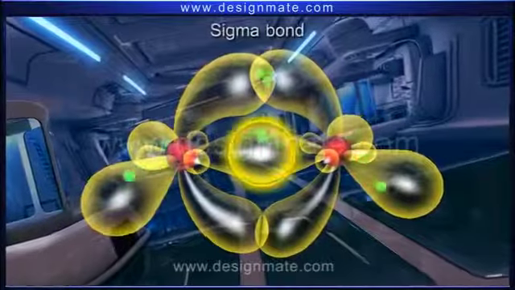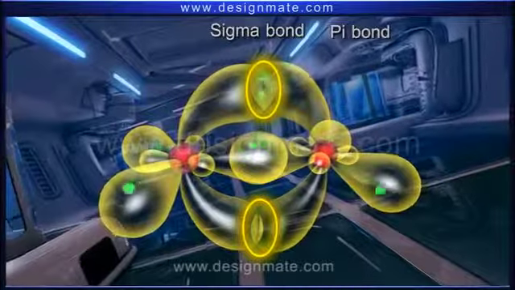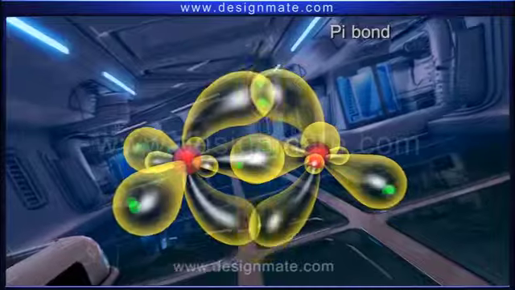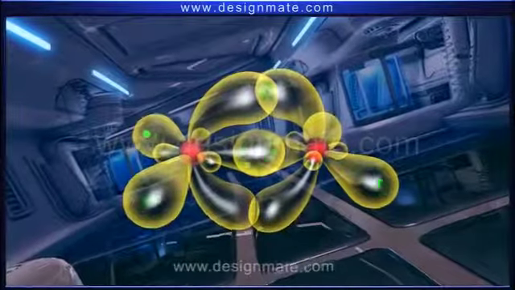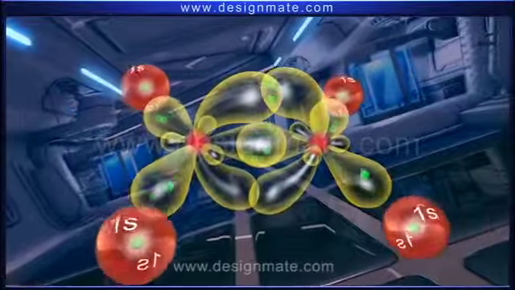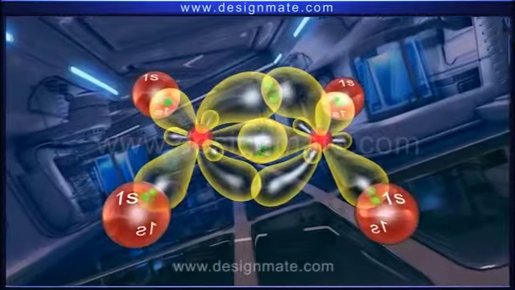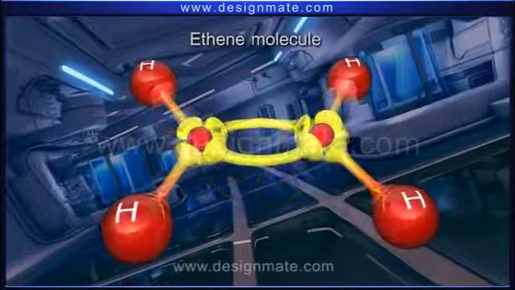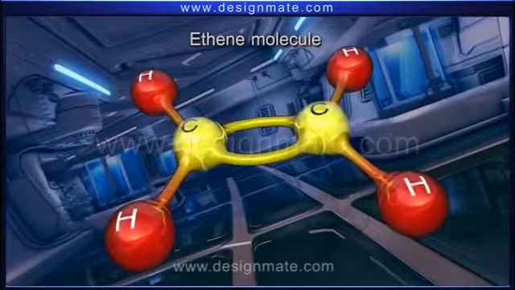Thus, there exists one sigma and one pi bond between the two carbon atoms. The other two valencies of each of the carbon atoms are satisfied by 4 1s orbitals of hydrogen, hence forming an ethene molecule.